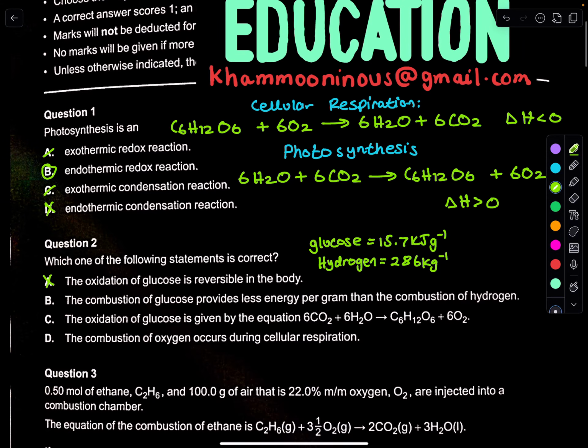So let's read it. The combustion of glucose provides less energy per gram than the combustion of hydrogen, which is true. You can see that it provides less energy per gram, absolutely, than hydrogen. So this is actually true. So B is your answer.